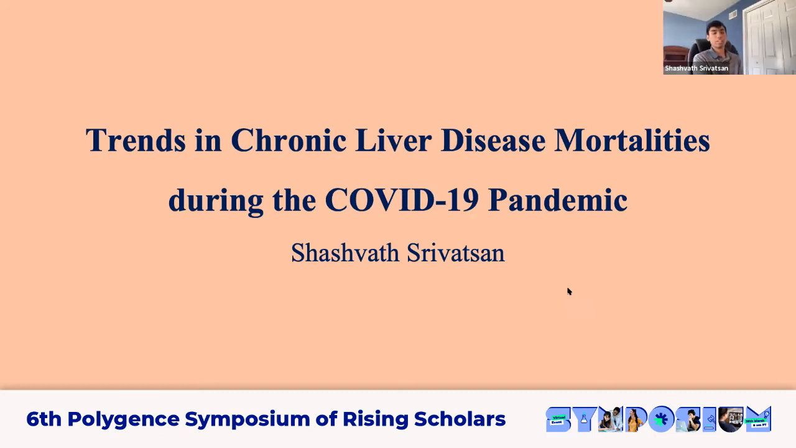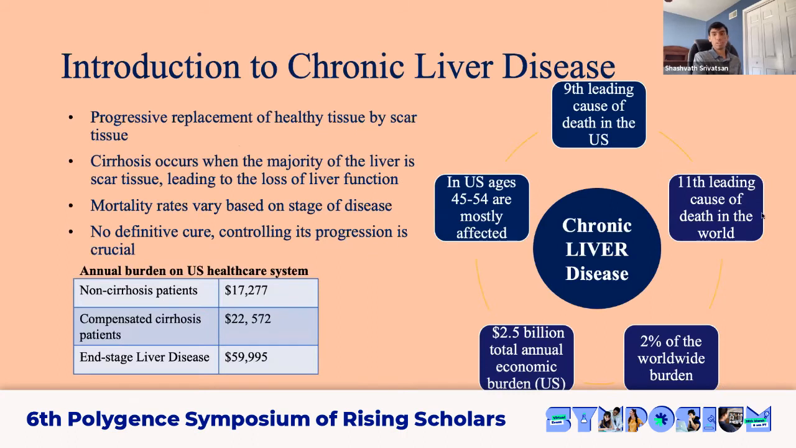I will be presenting my project, on which I wrote a research paper, on trends in chronic liver disease mortalities during the COVID-19 pandemic. I'll give a quick intro to liver disease to start. Chronic liver disease is the gradual replacement of healthy liver tissue by scar tissue, usually caused by alcohol abuse, certain medications, fatty foods, or even certain viruses.